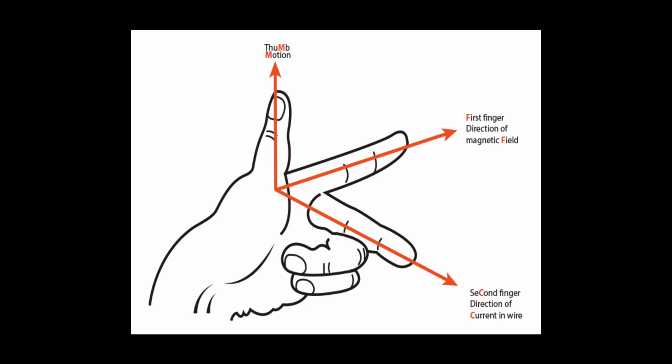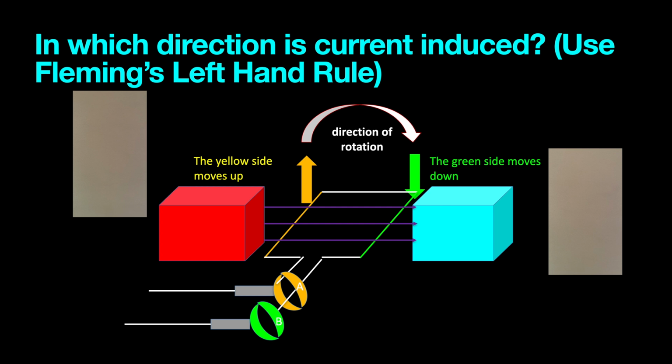Now let's take a look at a diagram showing a generator. Now there are two types of generators, alternators and dynamos, but we'll come to this distinction in a bit. Take a look at this diagram. Based on the direction of motion of the coil, think to yourself, in which direction is current induced? Use Fleming's left-hand rule to figure it out. Pause the video and have a go.